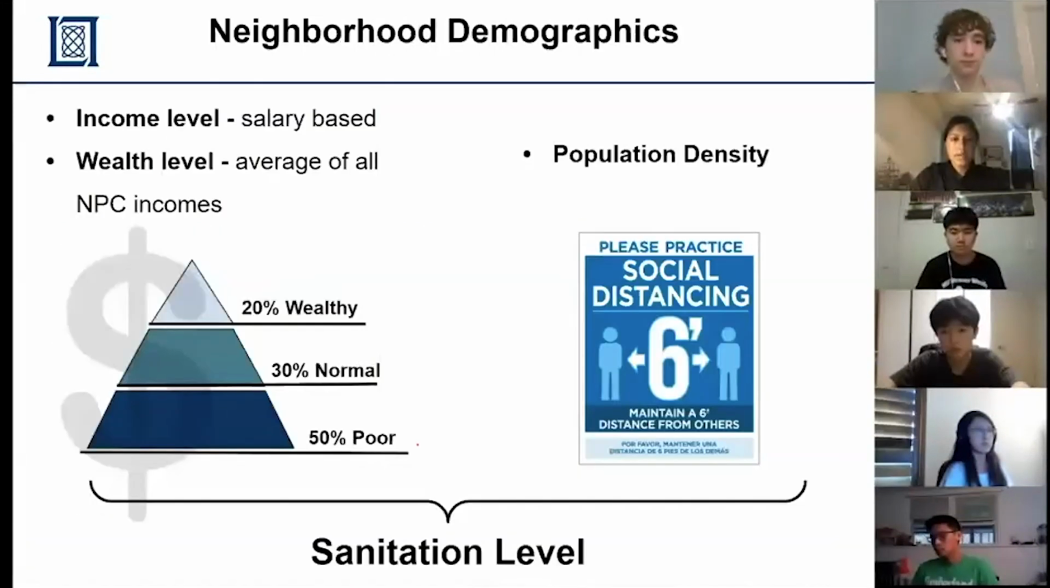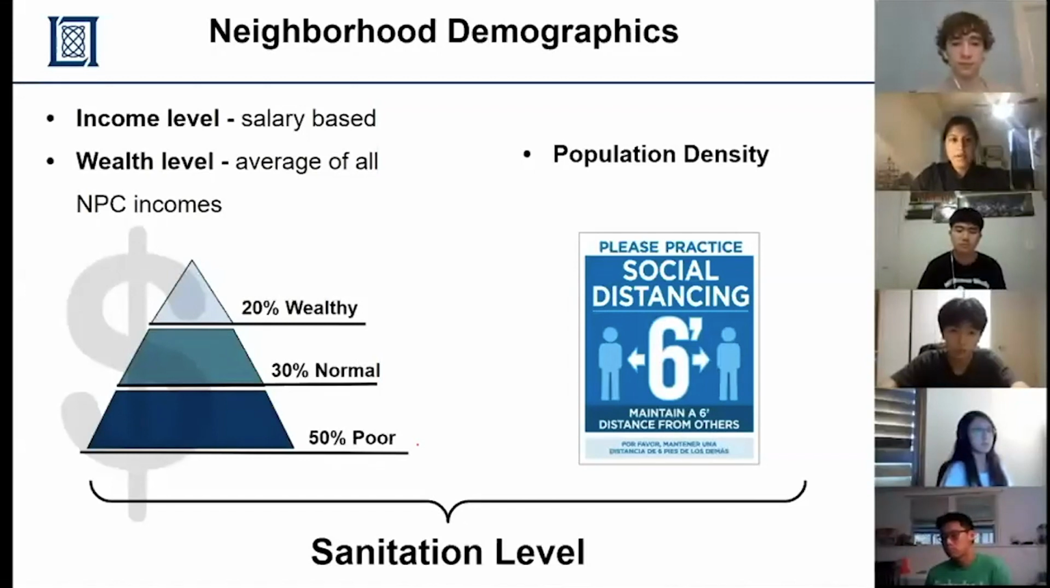We also figured that there are many factors that would affect the spread of the flu and zombie viruses throughout a neighborhood that weren't addressed in the original game. These factors include income, sanitation, and population density, all of which are important factors when it comes to modeling disease propagation in a city.